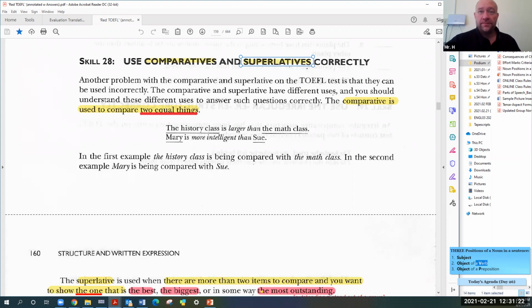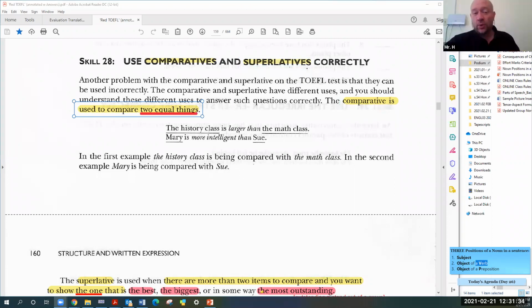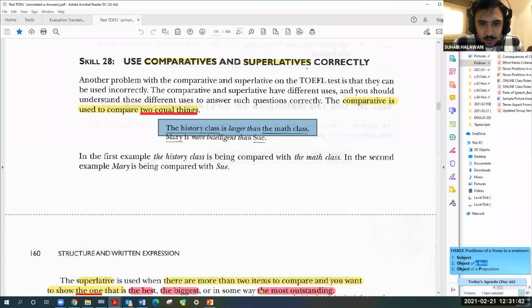Abdul Majid. Yes. Read this. The comparative is used to compare two equal things. Two equal things. All right. Suhaib, example. The history class is larger than the math class.